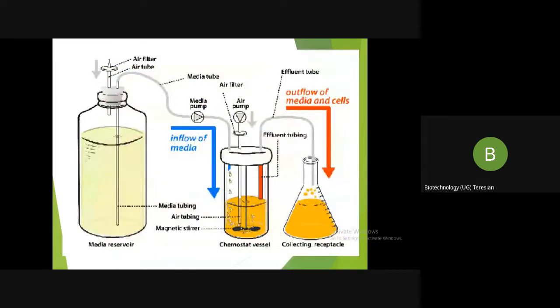And this is the outflow of the media and the cells, and here is the inflow of the media, and here the fermentation occurs. So here the steady state is maintained. That is, how much new biomass is formed is equal to the number of outgoing organisms.